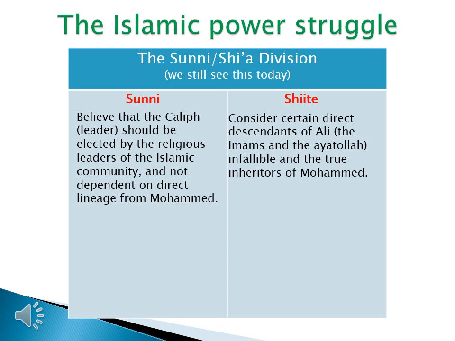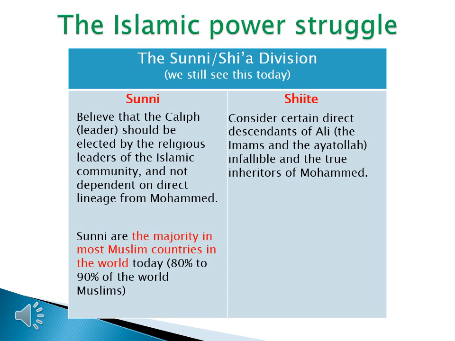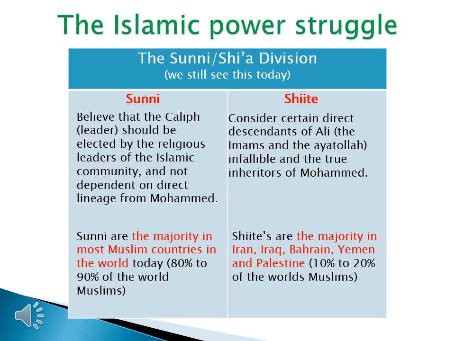Here's the interesting part. Sunni are the majority in most Muslim countries in the world today. About 80 to 90% of the world's Muslims are Sunni. Shiites are the majority in Iran, Iraq, Bahrain, Yemen, and Palestine. These are countries in the Middle East, and they make up 10 to 20% of the world's Muslims. This is a power struggle between the Sunni majority and the Shiite minority. Go to the next slide.